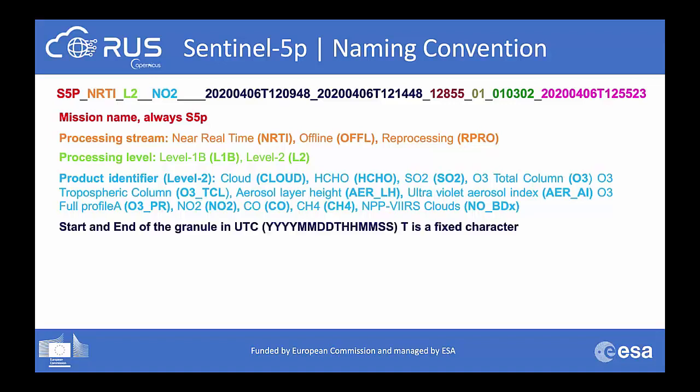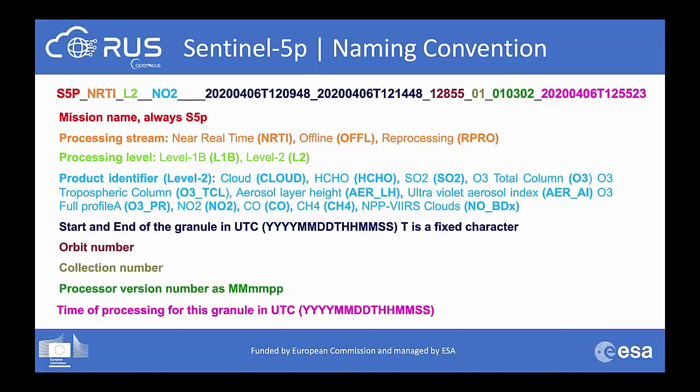Then this is followed, as in any other Sentinel mission, by the start and end of the granule, and the format of that is year, month, day, followed by a T, which is a fixed character, and then hour, minutes, seconds. Then we find the orbit number, which is an absolute number, the collection number, the processing version, and the time of processing for this granule. Those last parts of the name, most probably you will not be interested in. I would say you are interested from the mission name to the start and end of the granule, but it's always good to know the meaning of everything.